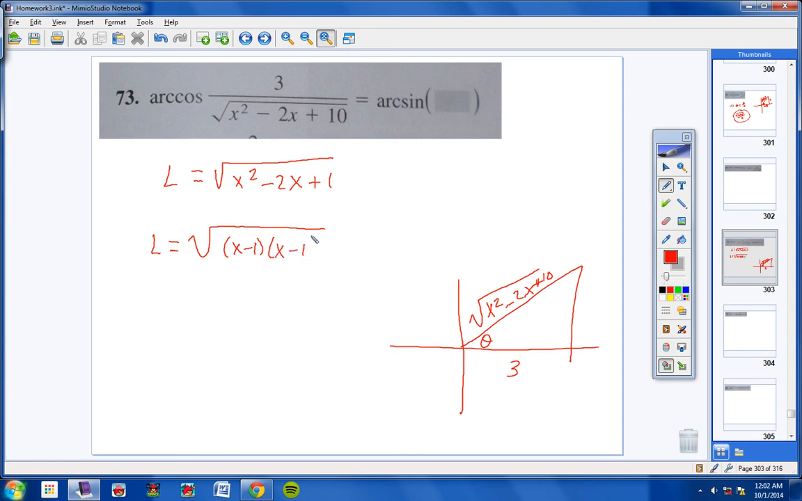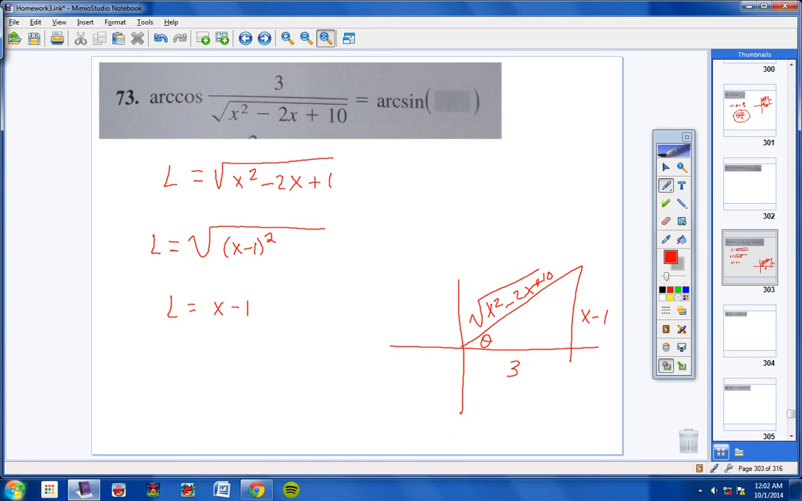Now that's why we spent the first week going over factoring. I'm not going to explain where that came from. But x minus 1 times x minus 1 would be the same thing as x minus 1 squared, and the square root of a quantity squared is just itself, so the leg really equals x minus 1. Pretty cool. All right, so there we go.